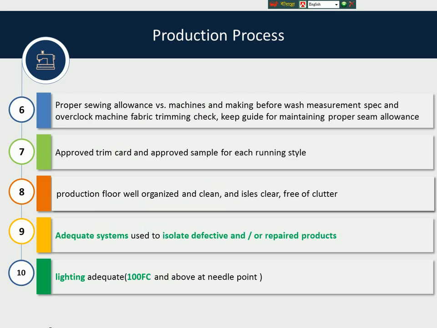Number 6. Proper sewing allowance versus machine, and marking before wash measurement specimen, and overlock machine fabric trimming check. Keep guide for maintaining proper seam allowance. Approved trim card and approved sample for each running style.